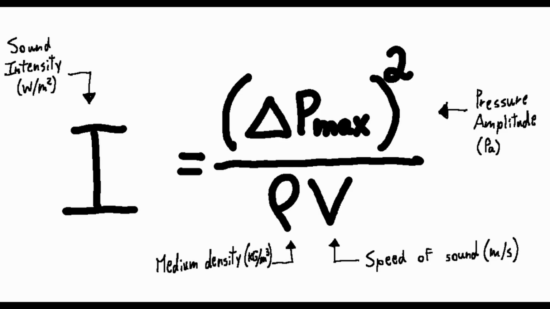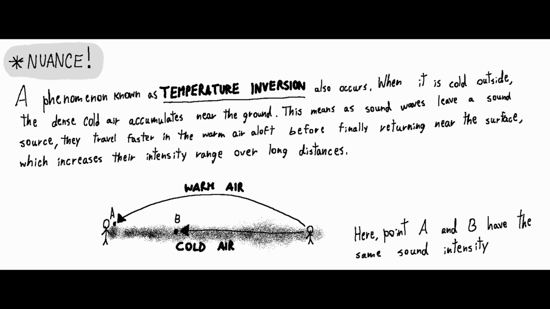To better understand sound intensity, we should also explore the formula: intensity equals pressure amplitude squared divided by the density of the medium in kilograms per meter cubed and the speed of the sound in meters per second. Since the speed of sound is dependent on temperature, we can see how being in a colder medium can have an effect. However, it's also important to take note of a phenomenon known as temperature inversion. Finally, other environmental factors affect sound intensity, especially depending on where the listener and sound sources are located.